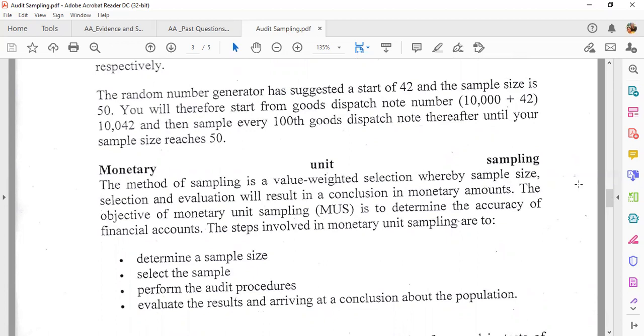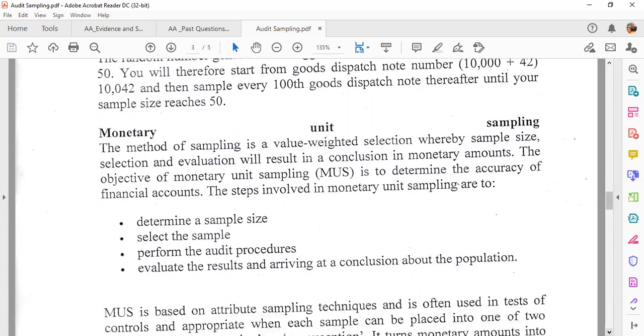The objective of monetary unit sampling is to determine the accuracy of financial accounts. The steps involved in monetary unit sampling are to determine the sample size, select the sample, perform your audit procedure, then evaluate the results and arrive at a conclusion about the population, whether the population actually shows a true and fair view.